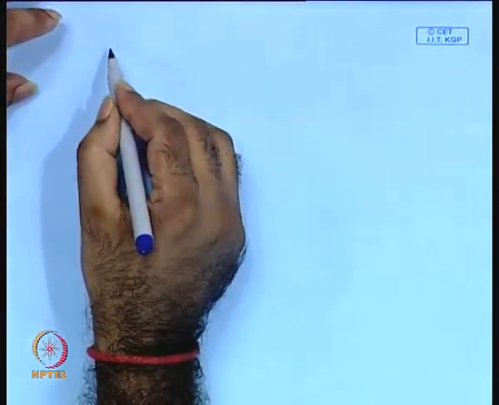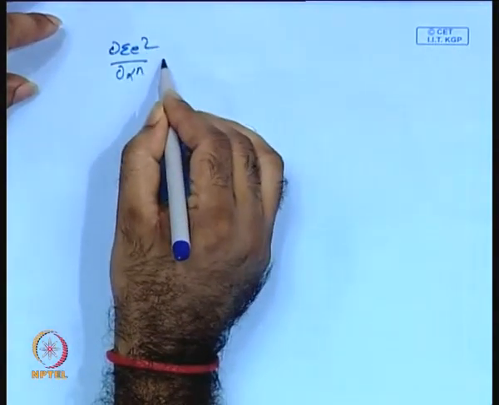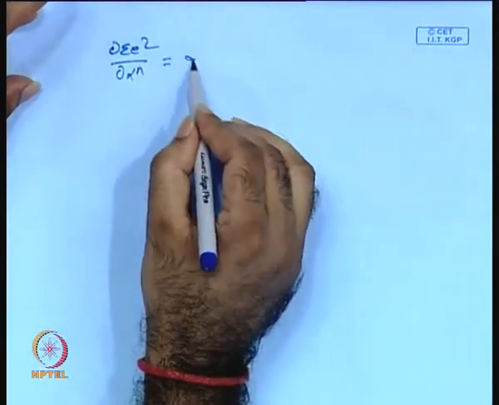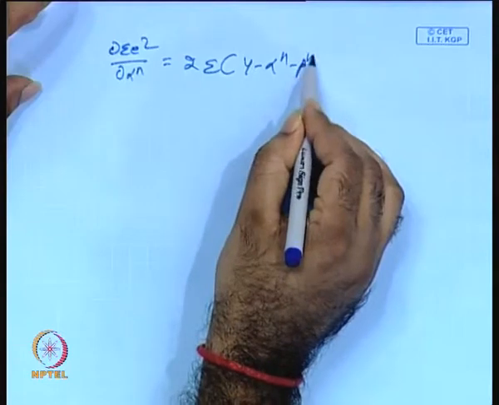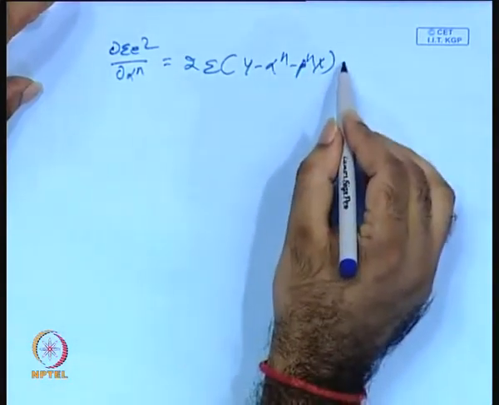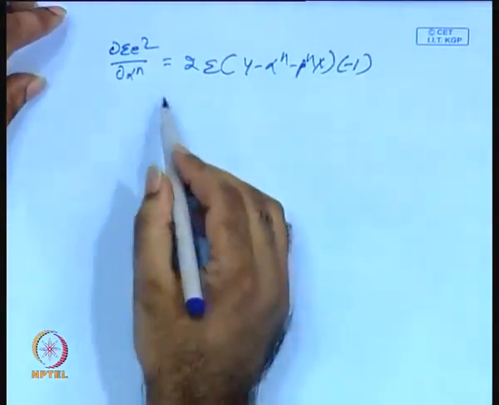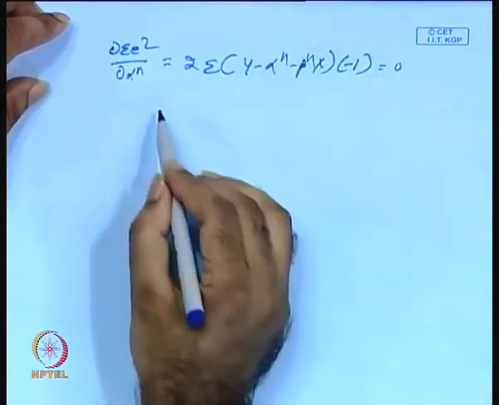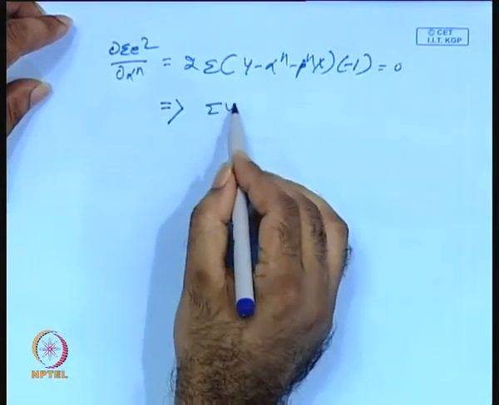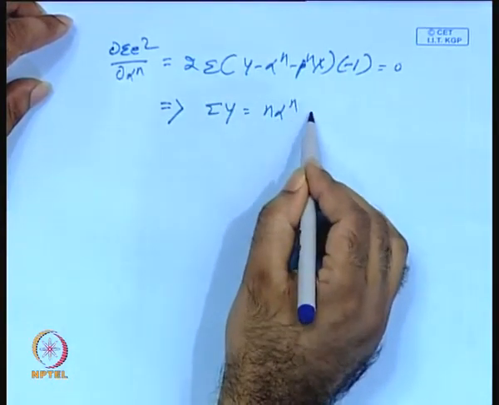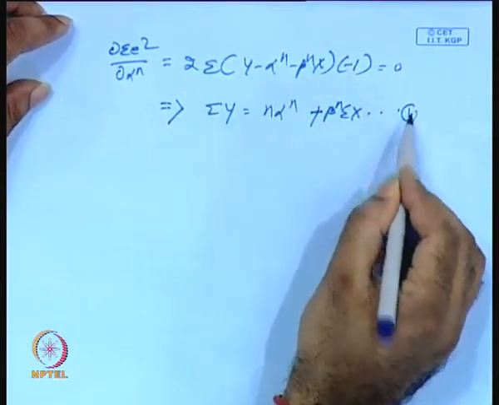So, what is d summation E square by d alpha hat? It is nothing but 2 into summation of y minus alpha hat minus beta hat x, into the derivative with respect to alpha hat, so of course there is a minus 1. Which must be equal to 0. If we simplify, summation y equals n alpha hat plus beta hat summation x. Let us call this equation number 1.